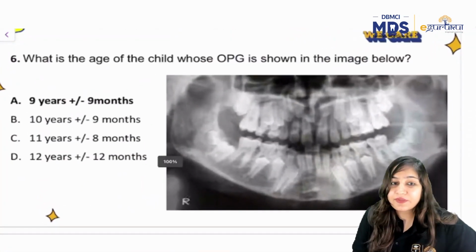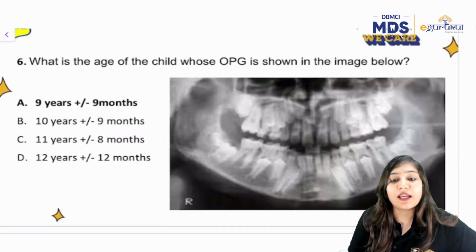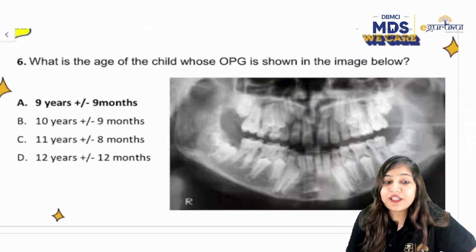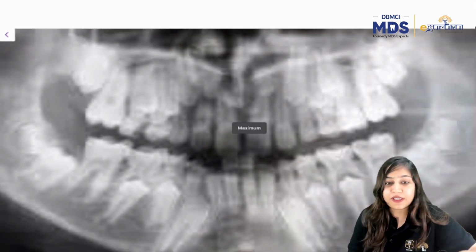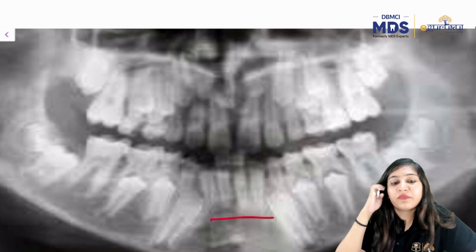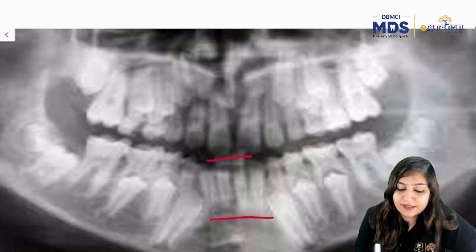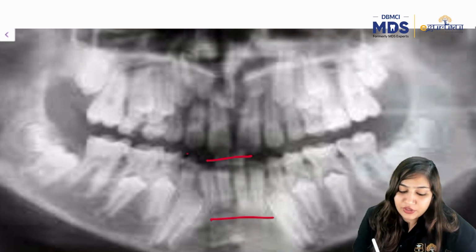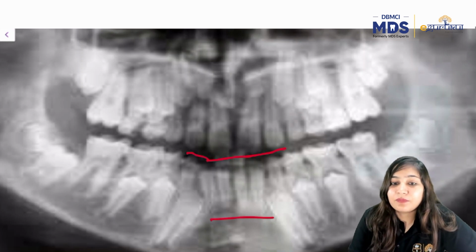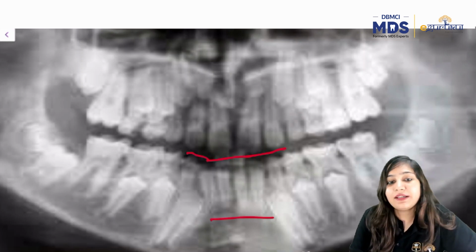Now again an image based question we have here. You can be asked, because this is important, based on the eruption timings. What is the age of the child whose OPG is shown in the image below? Is it 9 years, 10 years, 11 years, 12 years? So coming to this OPG, what you can appreciate here? Here we can see we have permanent incisors, maxillary as well as mandibular, right? Central and lateral, both. Permanent central incisor, permanent lateral incisor.